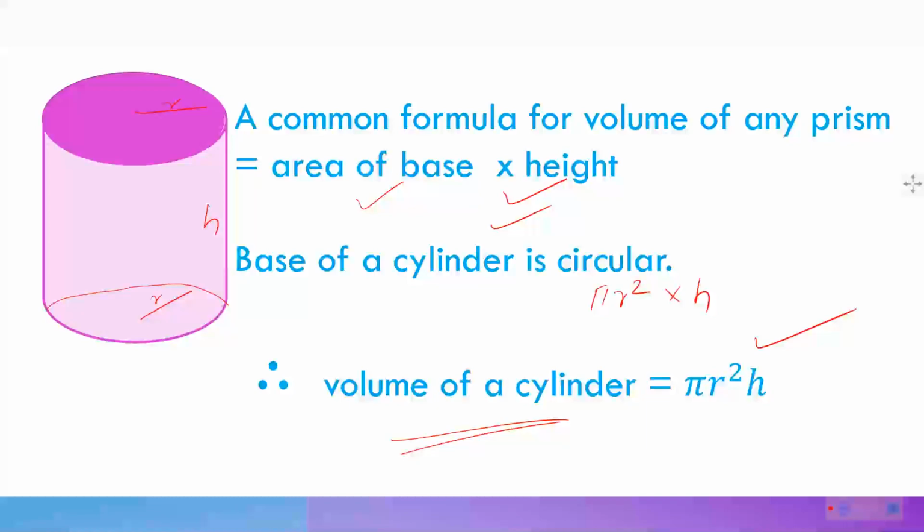Base into height is the formula. When we calculated the formula of a cuboid, it was length into breadth into height. In the case of a cube, it was also length into breadth into height, but all are equal, so we wrote L cube. Here also, area of the base into height. Finished. That way the formula is derived. That's why I went fast. So the volume of a cylinder can be calculated by the formula pi r square into h, that is pi r square h.